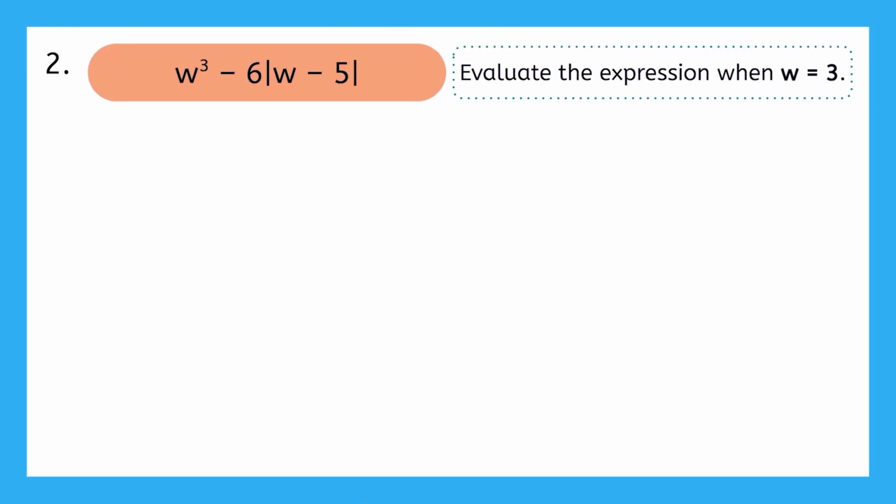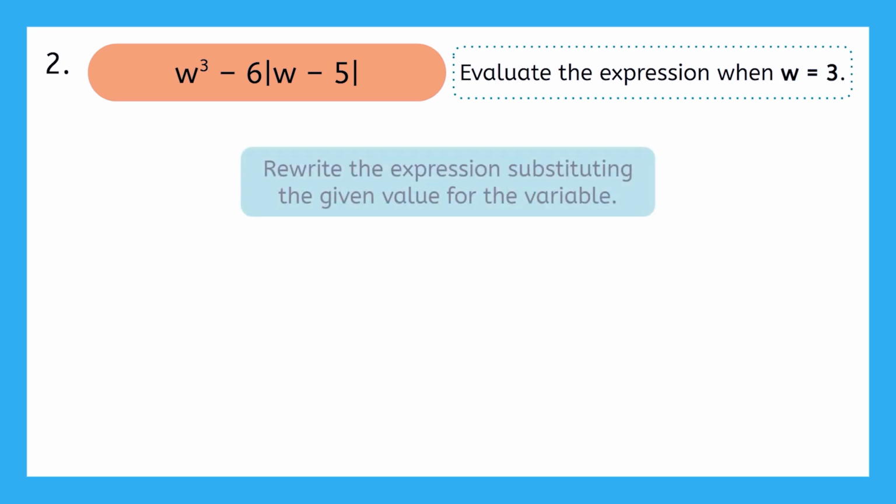Let's try another one. Evaluate w to the power of 3 minus 6 times the absolute value of w minus 5, when w equals 3. First, rewrite the expression, substituting the given value for the variable.